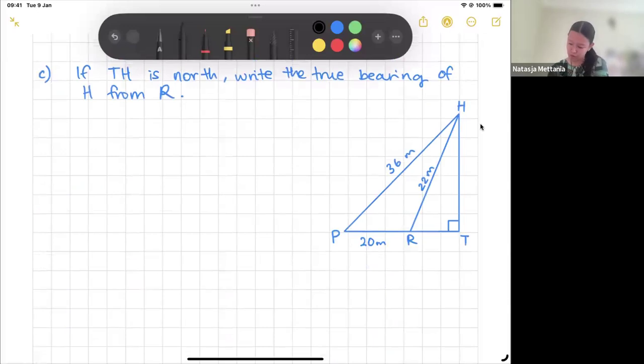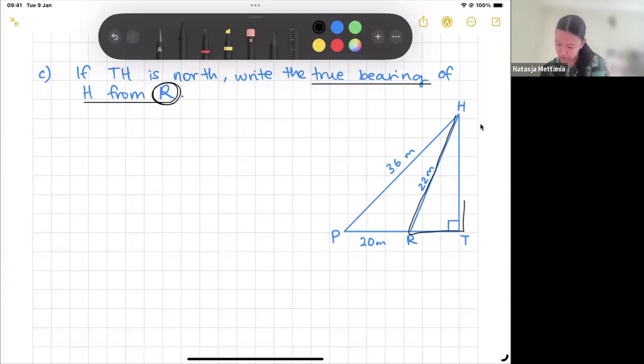Okay, so just before we go, it says if TH, so the line TH is north, write the true bearing. This is important. Write the true bearing of H from R. When it says H from R, it means that I start from R going to H. So in this case, let's look at it. H to R, so we're talking about this triangle here.